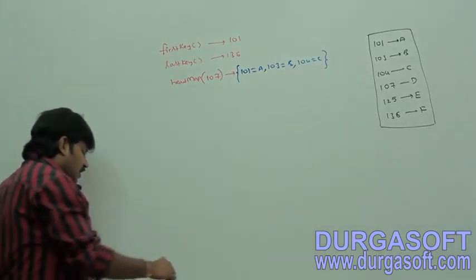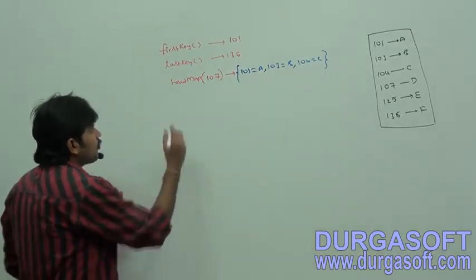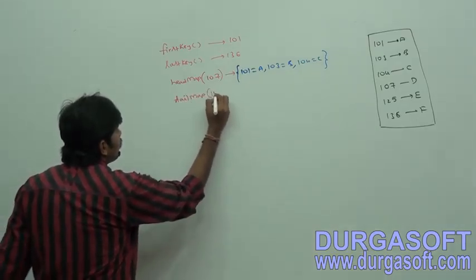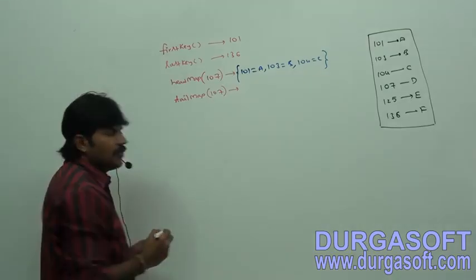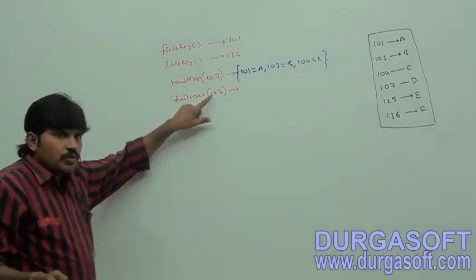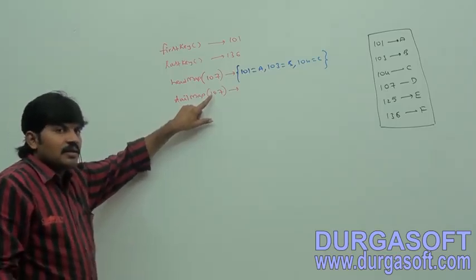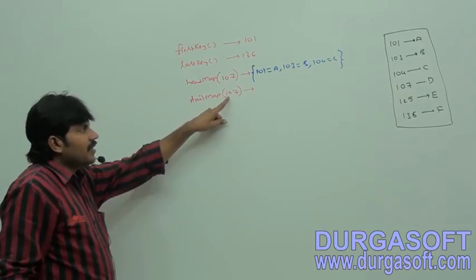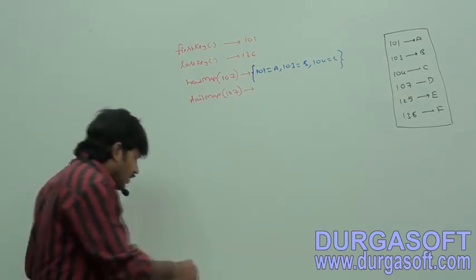Similarly, if headMap is possible, then tailMap of 107. Have you observed? It returns a SortedMap whose keys are greater than or equal to 107. Have you observed the end condition, greater than or equal to 107? Can you tell what the answer is now?